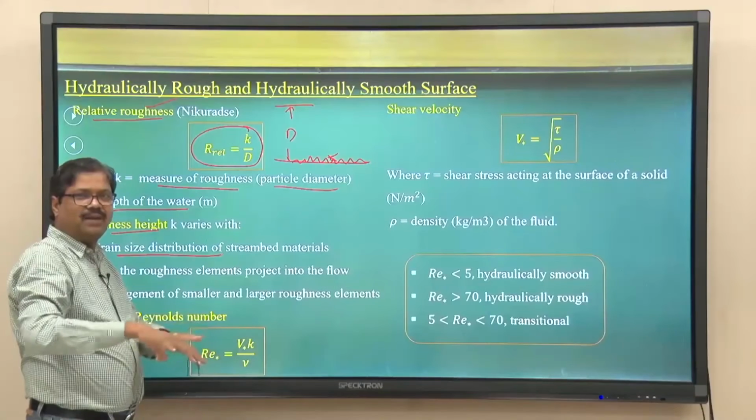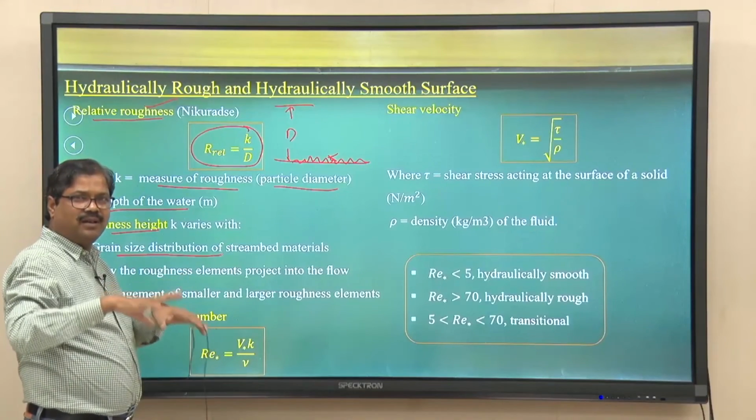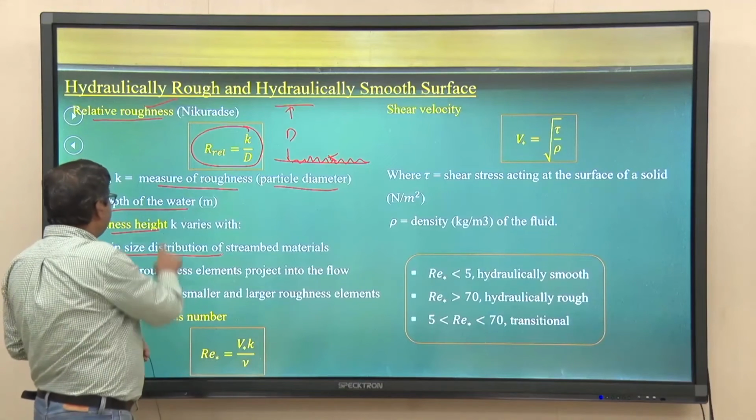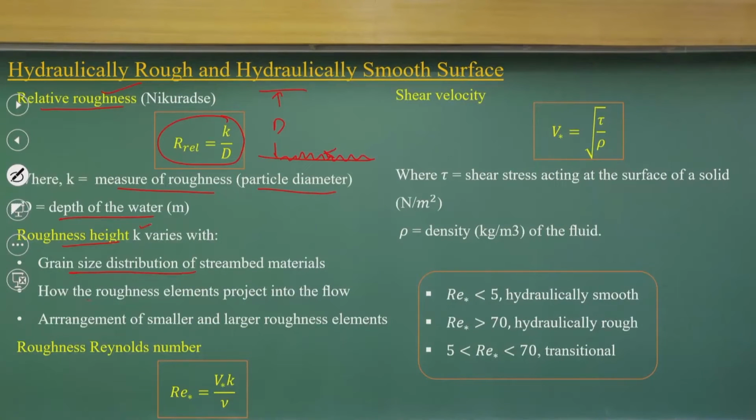Whether you have a gravel bed or a sand bed, this roughness varies. The roughness elements are projected into the flow. The arrangement of smaller and larger roughness elements also plays a role.